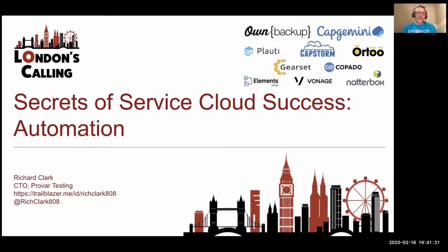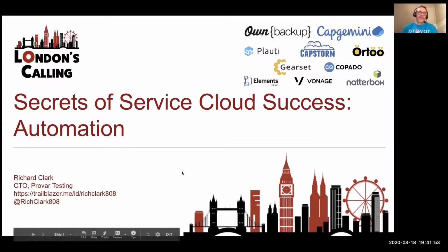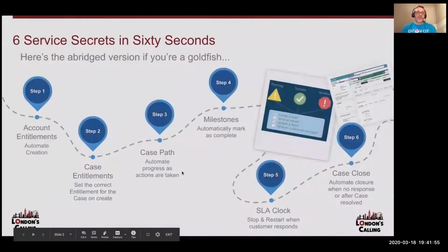Anyone that knows me would probably tell you I am passionate about automation, no surprise there. But they might also tell you that I'm very bad at following instructions. I'm very bad at following the script or being told what to do. And for that reason, when we rolled out Service Cloud at Provar, what I wanted to do is make sure that none of my team, none of our customer success team, also had to follow a script. So I wanted to automate as much as possible. So today I'm going to share with you as much of that as possible.